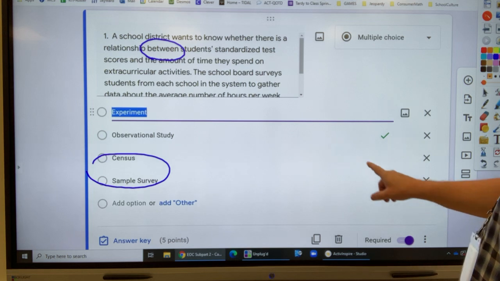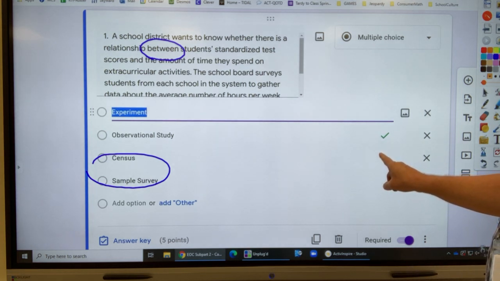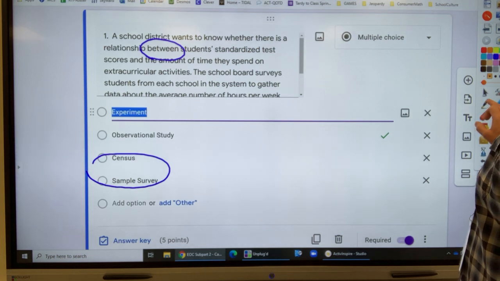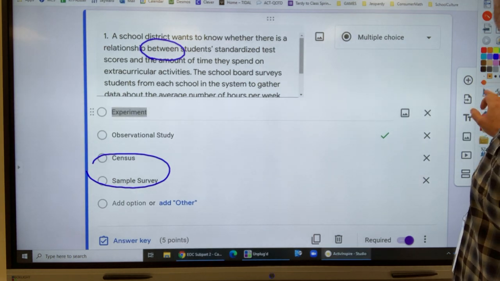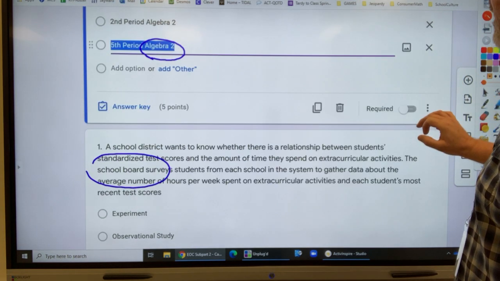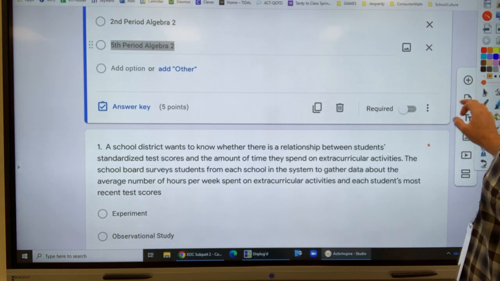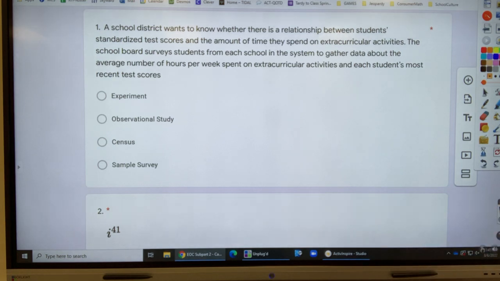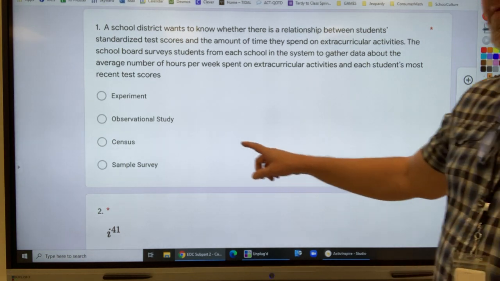It's definitely not observational study. I think that answer is actually wrong. Why would that be? Hold on, let's read it again. Maybe I didn't read the whole thing through, okay? Survey students from each school in the system to gather data about the average number of hours. Yeah, so I disagree with that answer.